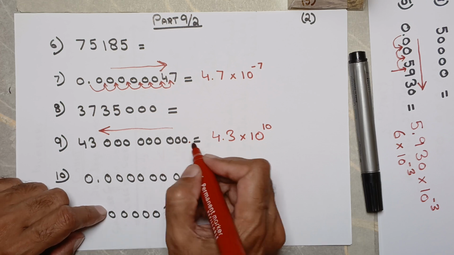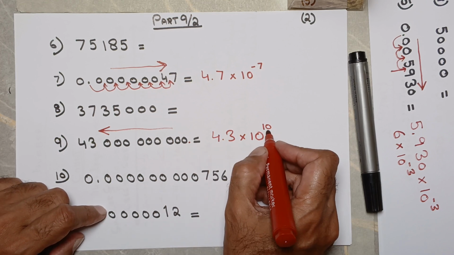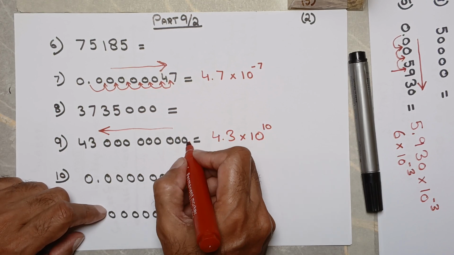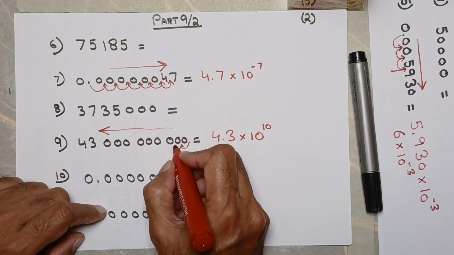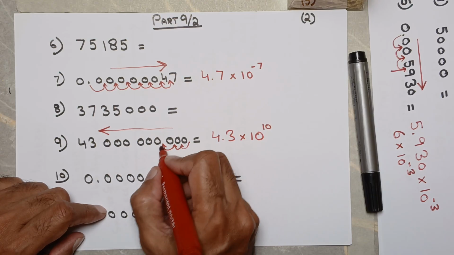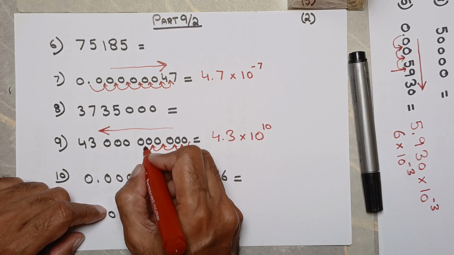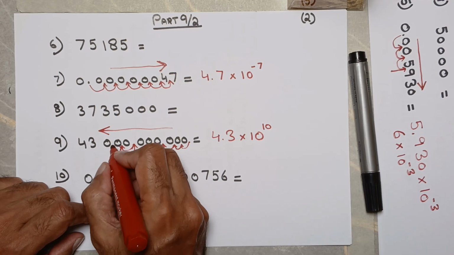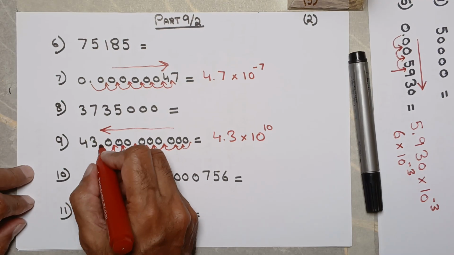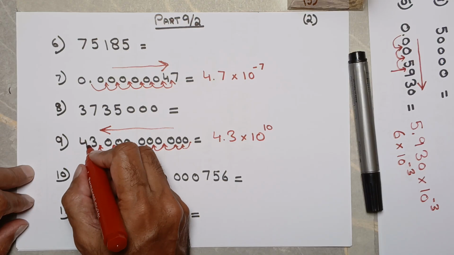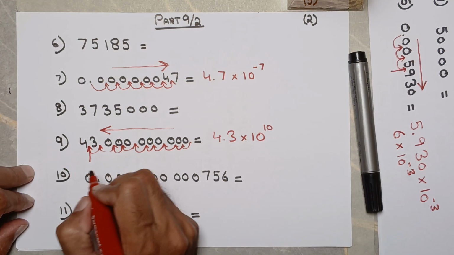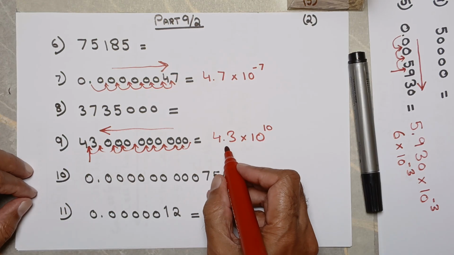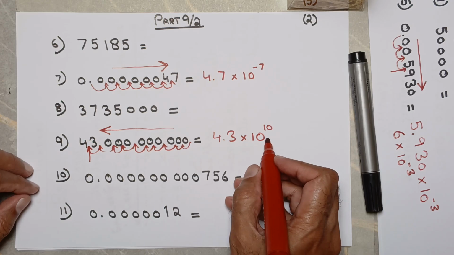Okay. Now let me check again that I have written 10 over here. Is it right or not? My first point, my second, third, fourth, fifth, sixth, seventh, eighth, ninth, and my final resting position is 4.3. So here it is 4.3 multiplied by 10 raised to the power 10.